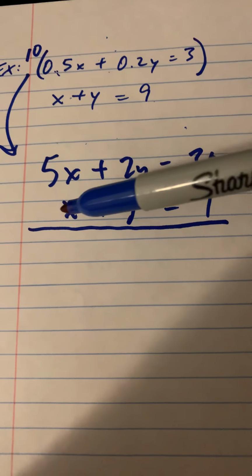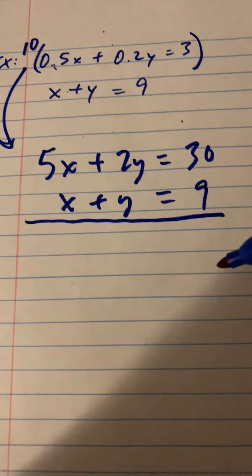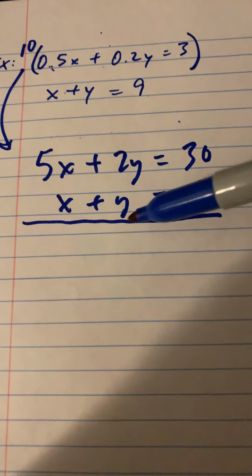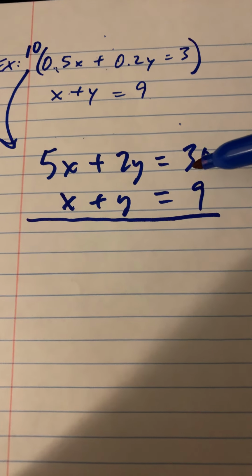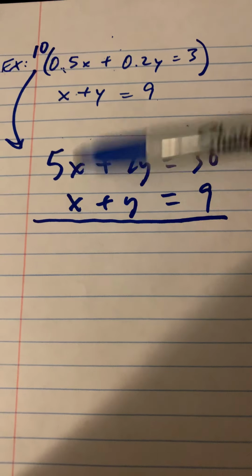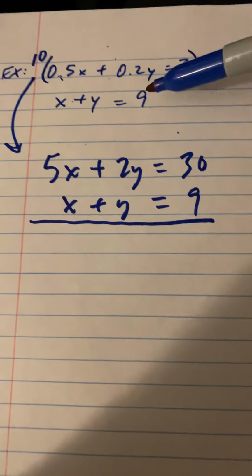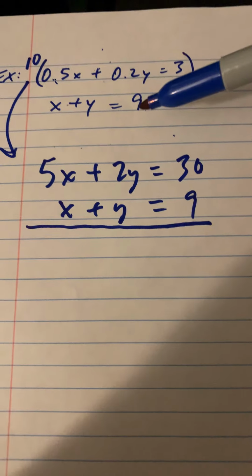Okay, there's actually two things you could do. You could multiply everything in the bottom equation by -5, and if I do that, what variable will I cancel out? That's right, it'll cancel out my x. And remember, that's what we want to do.